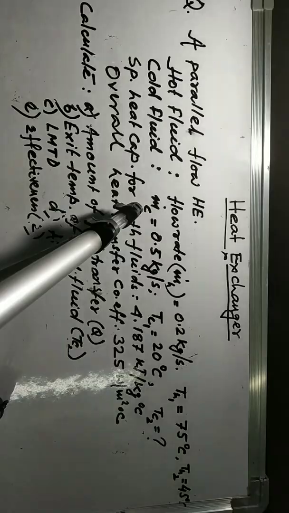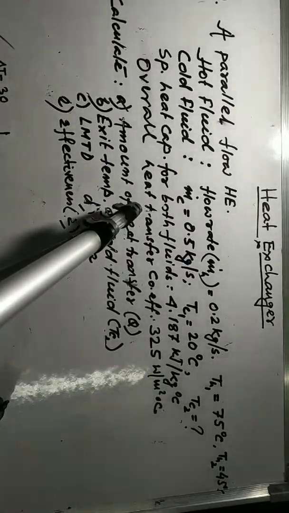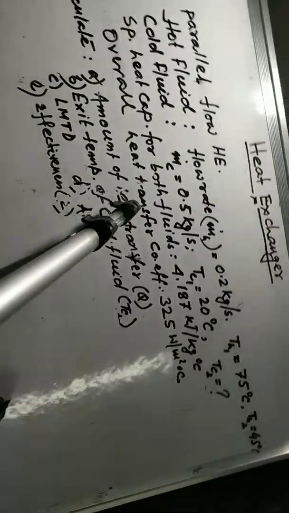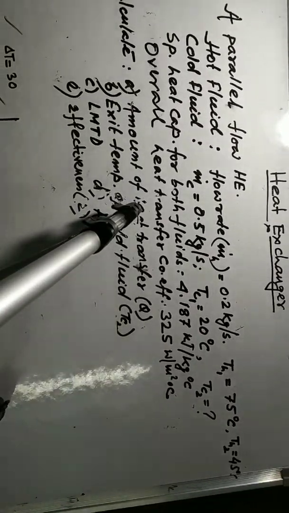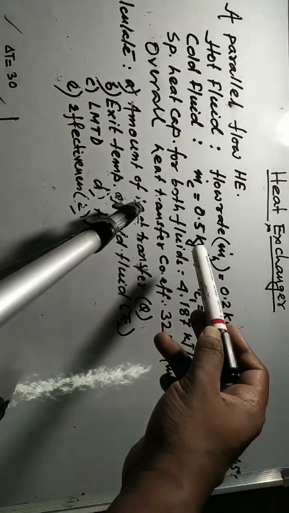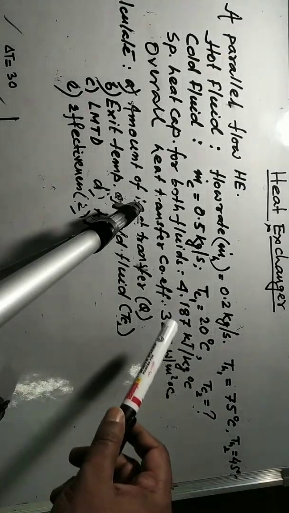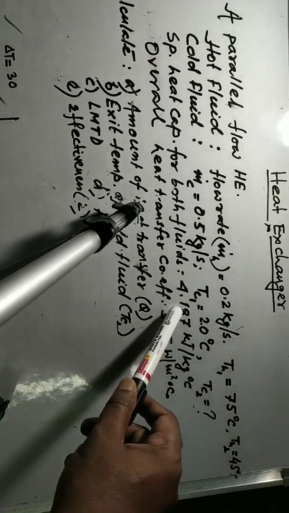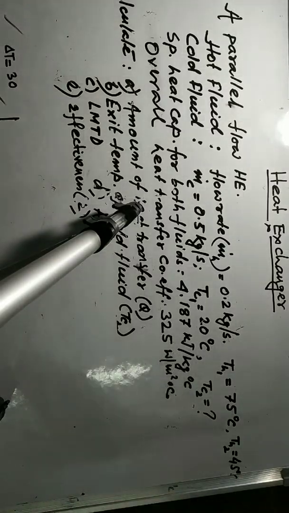So let us take one parallel flow heat exchanger. Here all the parameters for hot fluid is given, that is flow rate, entry temperature, exit temperature. Then cold fluid is given, flow rate is given, that is 0.5. Then entry temperature is given but exit temperature is not given. Specific heat capacity for both the fluid is same, 4.187, and overall heat transfer coefficient 325 is given.